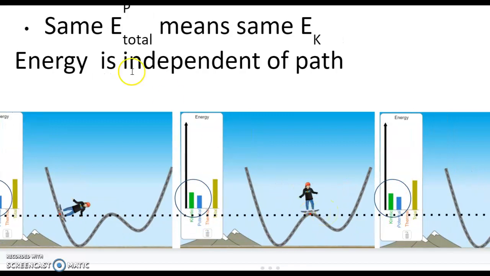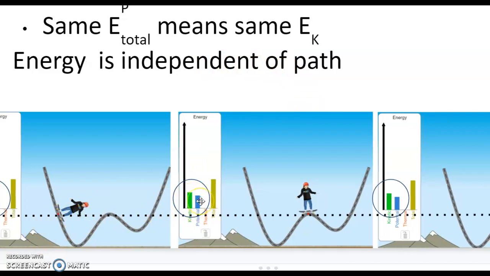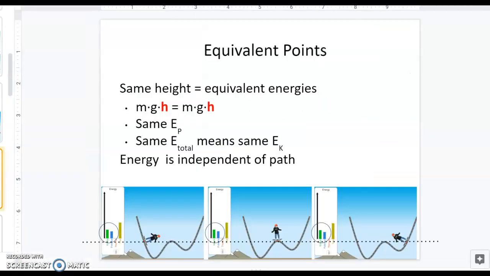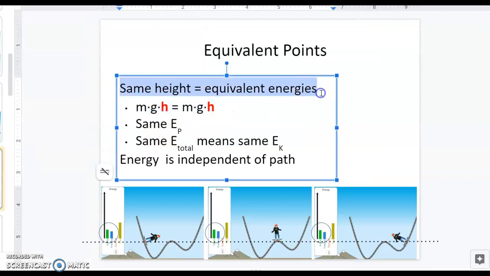So we say energy is independent of the path, meaning that it really doesn't matter how you get to that height. The amount of energy that you'll have when you get to that height is the same. It doesn't matter if you're going down or if you're going up or if you're going over a little hill, things like that. So that's what we mean by energy is independent of the path. But what you need to know is that when you're at the same height, you have equivalent energies, both kinetic and potential.